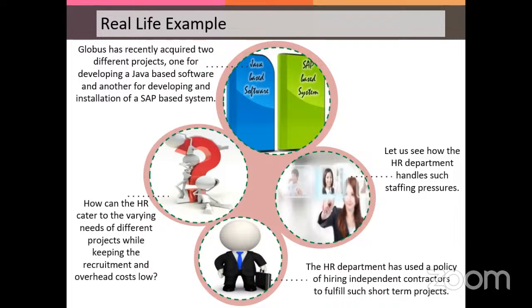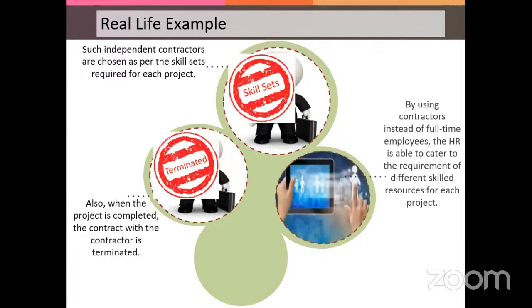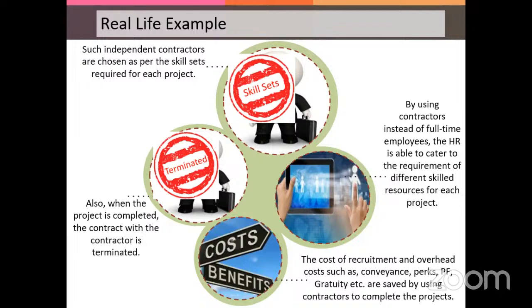The HR department has used a policy of hiring independent contractors to fulfill such short-term projects. Such independent contractors are chosen as per the skill sets required for each project. Also, when the project is completed, the contract with the contractor is terminated. By using contractors instead of full-time employees, the HR is able to cater to the requirement of the different skilled resources for each project. The cost of recruitment and overhead costs such as conveyance, perks, the PFs, and gratuity, and so on, are saved by using contractors to complete the projects. The PF here stands for the pension funds.